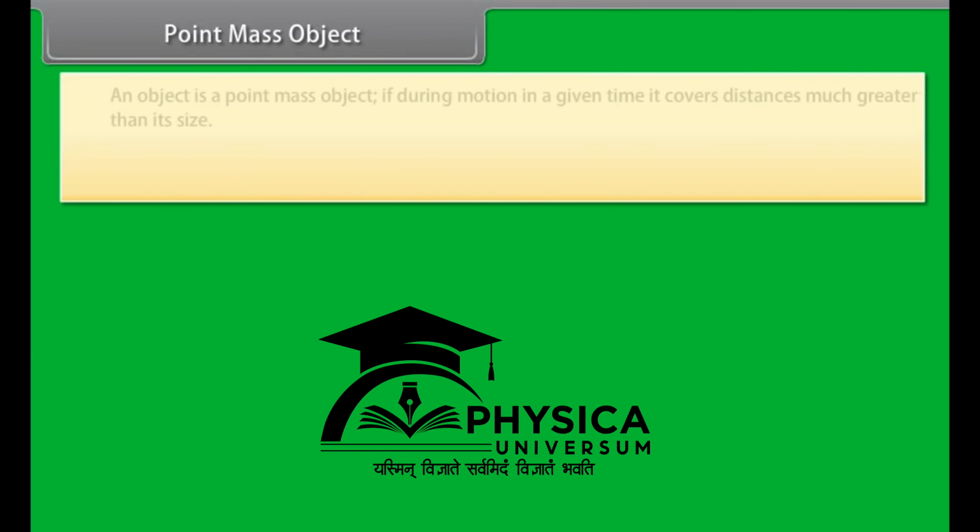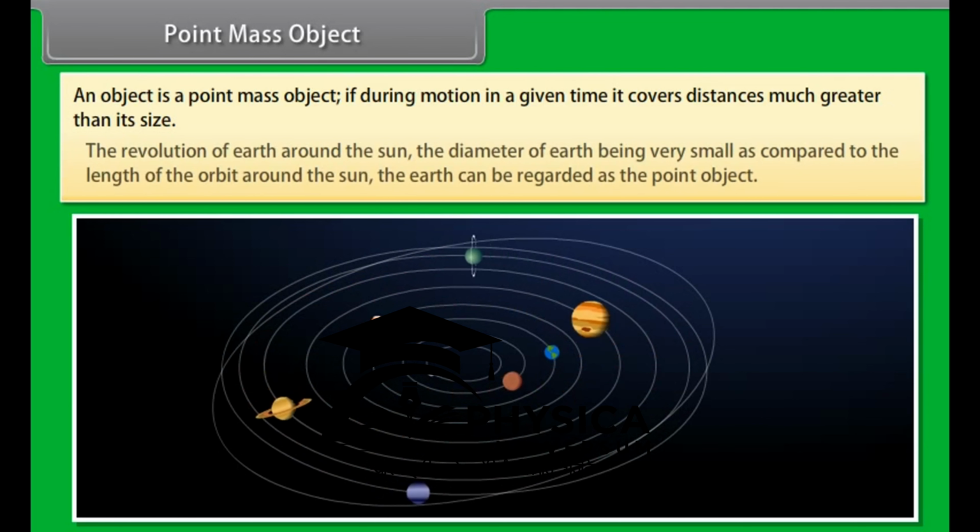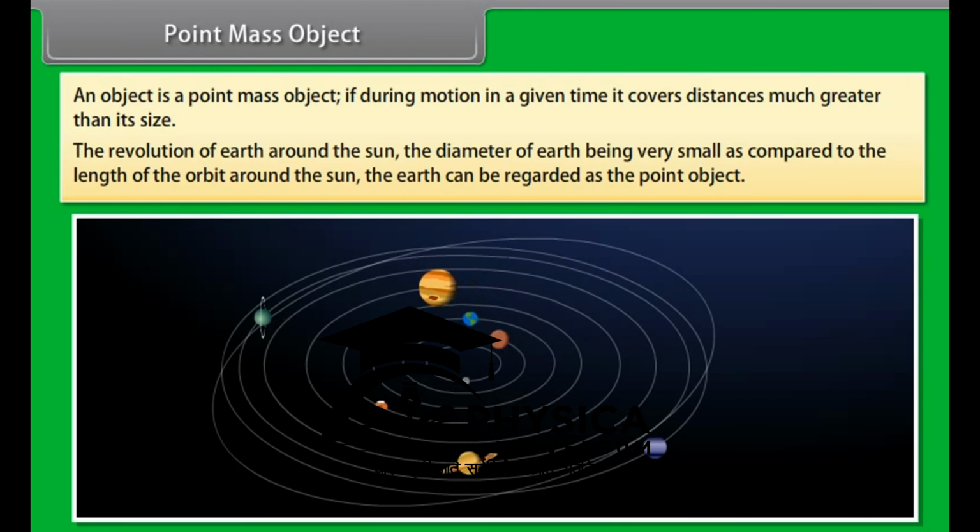Point mass object. An object is a point mass object if during motion in a given time it covers distances much greater than its size. Example: the revolution of Earth around the Sun, the diameter of Earth being very small as compared to the length of the orbit around the Sun, the Earth can be regarded as the point object.